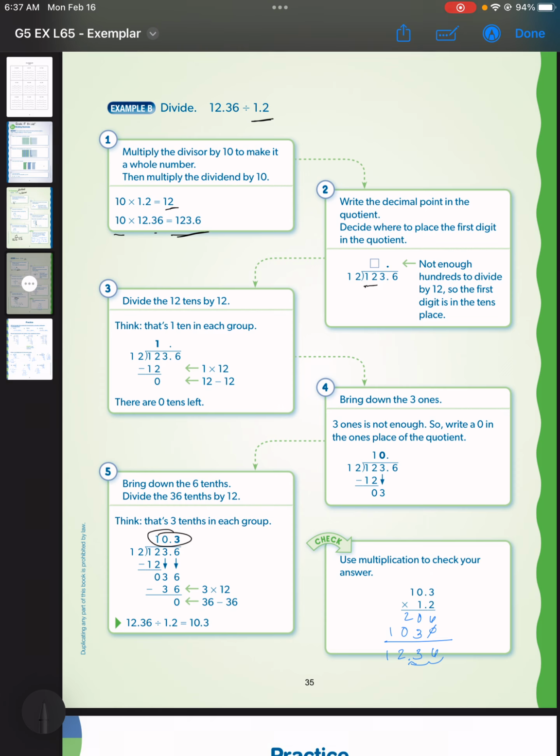And then, because multiplication is the opposite of division, I can always use multiplication to check my answer. This is a great way to have students practice the skill they worked on yesterday with multiplying decimals.